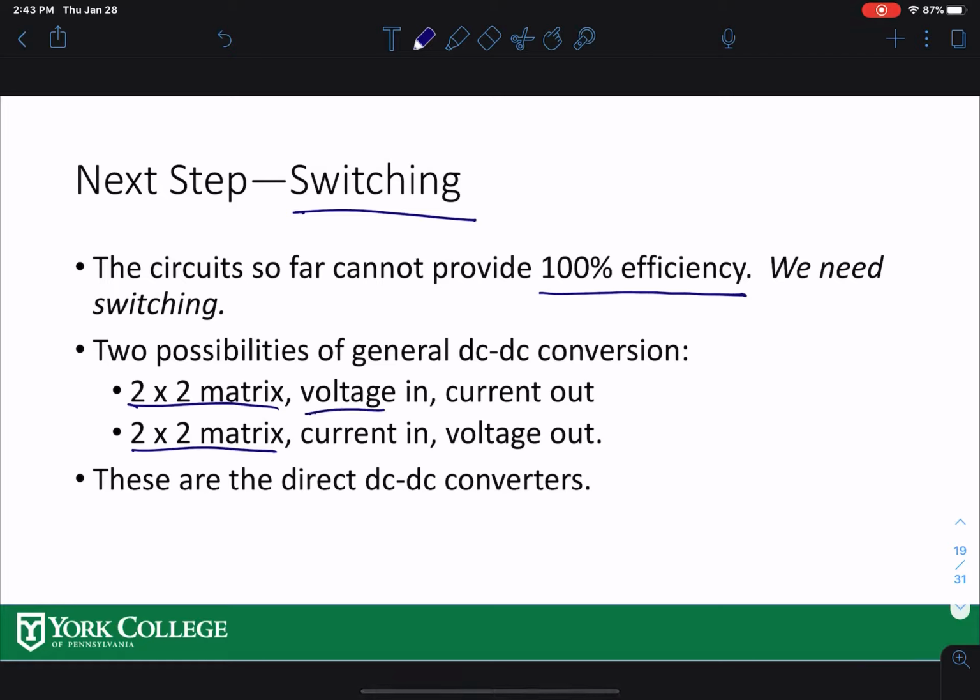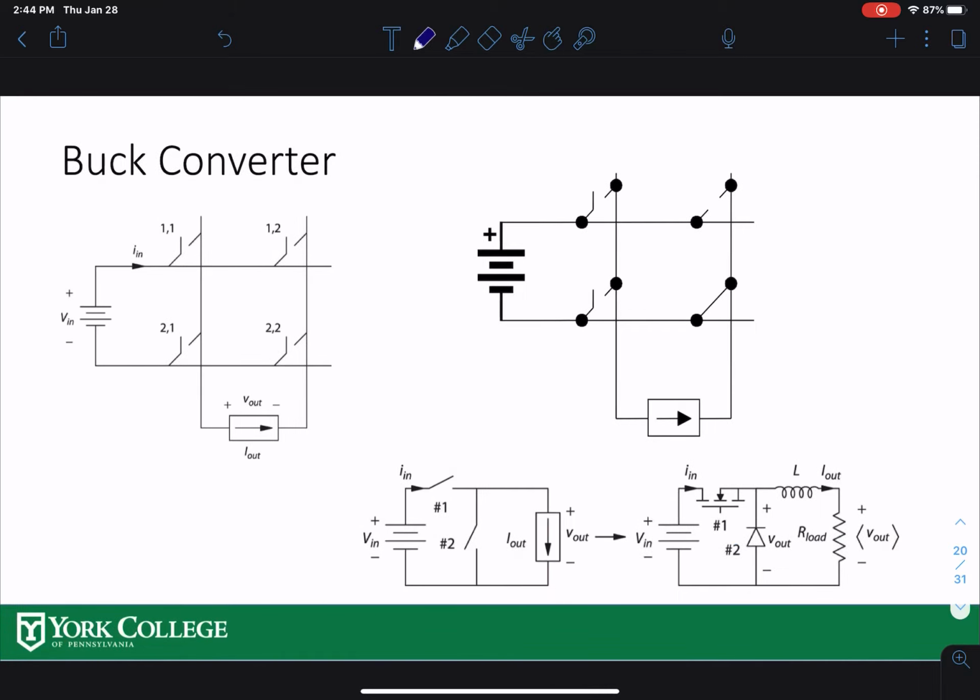That could be input voltage, output current, because you cannot connect voltage to voltage or current to current. Voltage to voltage in parallel, because of dissimilar voltages, creates a KVL violation. So if you have current in, you have voltage out. We're going to do both of them. First one would be voltage in, current out. Second would be current in, voltage out. Let's talk about that. For this one over here, this is a buck converter.